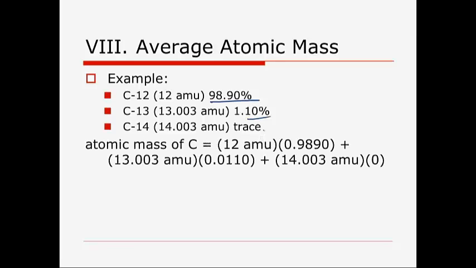So how do you calculate the weighted average? Take the mass times the percent. Make sure you change this into a decimal. In other words, divide your percent by 100. Add to it the mass of the second isotope times its percent, plus the mass of the third isotope times its percent, which is 0. When you add these all up, you come out with 12.011. So that is where the average atomic mass came from.